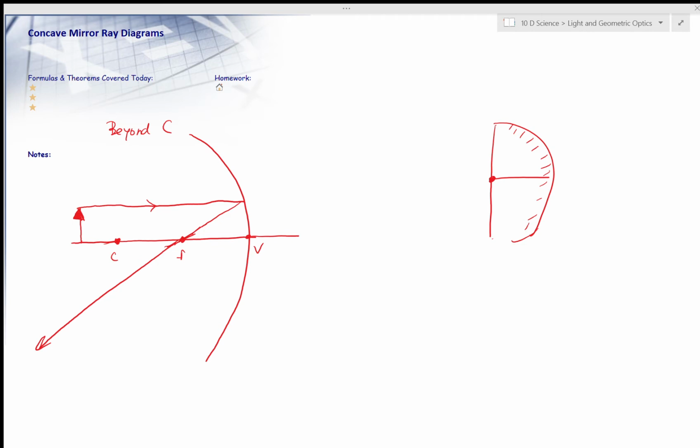The second light ray you will always draw will also be from the tip of the arrow, and that light ray will go through the focal point, and when it strikes the reflective surface, it will reflect backwards parallel to the principal axis. Now that should make sense to you. If the first light ray is traveling parallel to the principal axis, strikes the reflective surface and bounces through the focal point, then the second light ray, which travels through the focal point and hits the reflective surface, should bounce back parallel.